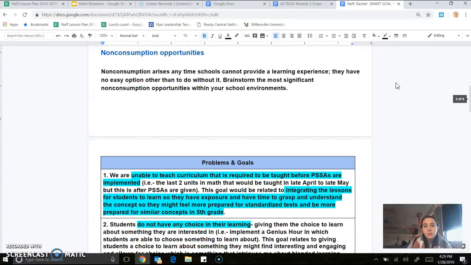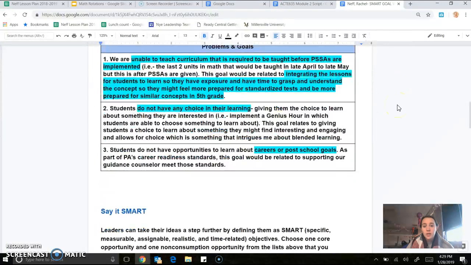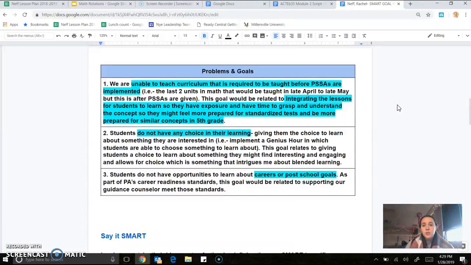Some of my non-consumption opportunities, I had a little bit more trouble thinking of some goals here, but once I got rolling, I found that I really had a good handle on these, and I actually found these to be my favorite goals that I came up with. So my first one is that in math, we have PSSAs before we have time to teach all of the content that is expected of us to teach in fourth grade.